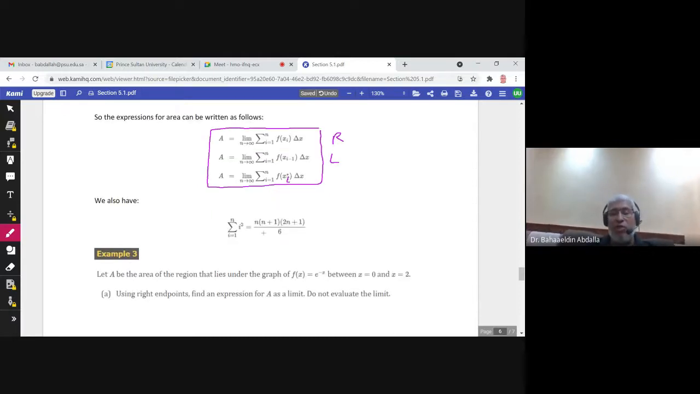Do you remember the formula, 1 squared plus 2 squared plus up to n squared equals this? So this summation, starting with i equals 1, 1 squared plus 2 squared plus 3 squared up to n squared, will give you this one.